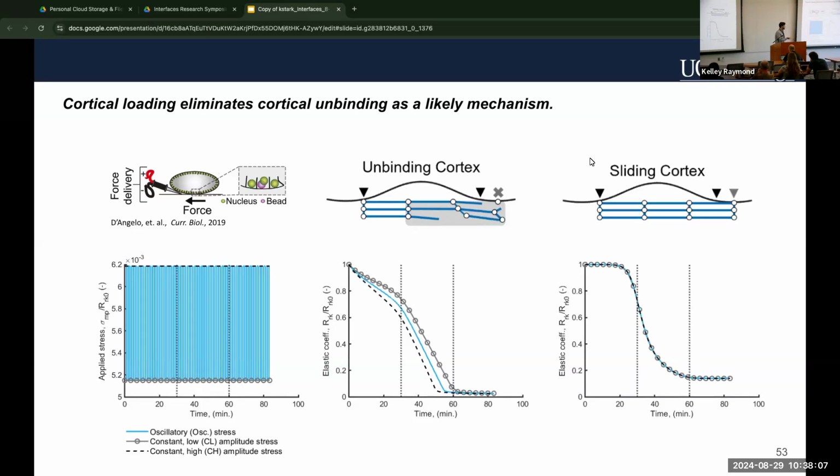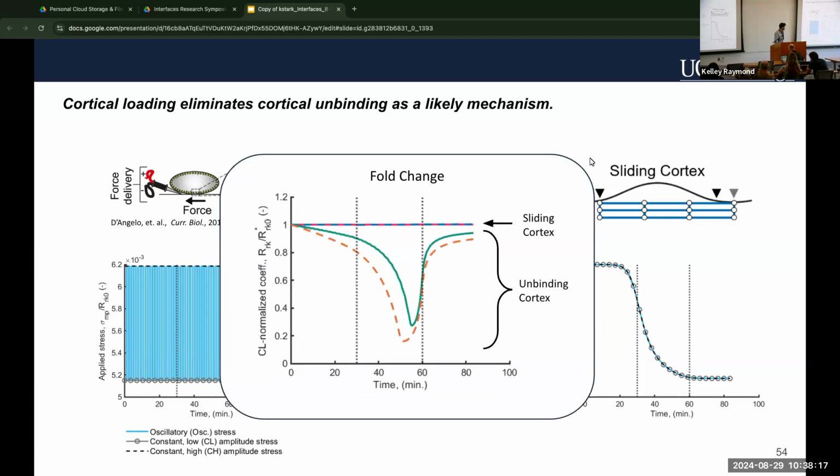However, in a sliding case, also probably not terribly surprisingly, we saw no change at all. So at this point, we're going to go forward and get rid of our unbinding cortex, and we're going to investigate further the sliding cortex. Just to exemplify this in a clearer way, I'm showing that there is a 70 to 80% loss, or full change, sorry, in the unbinding cortex case versus no change in the sliding cortex.